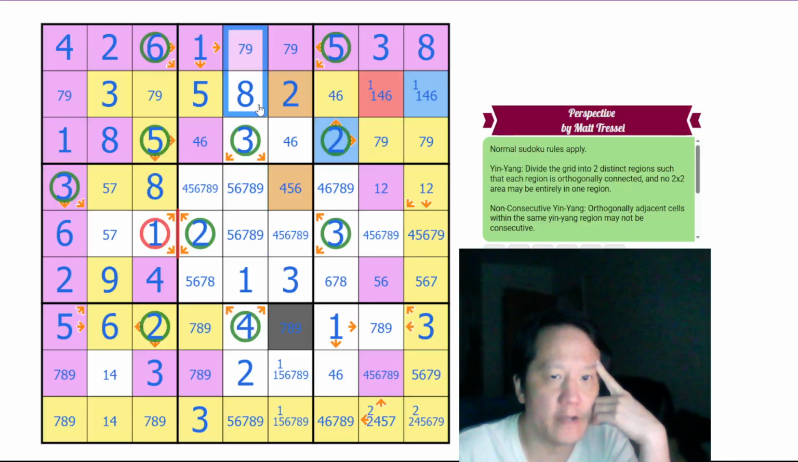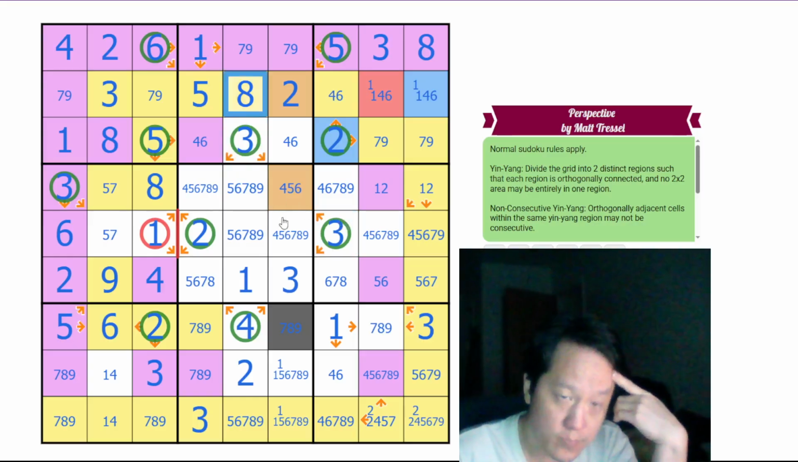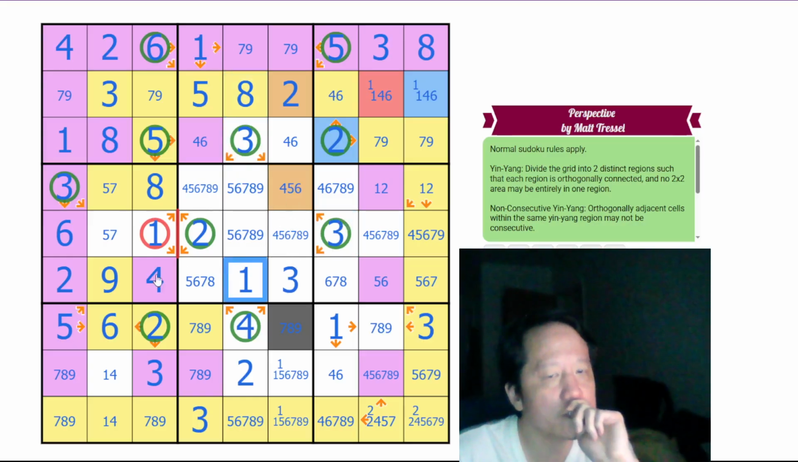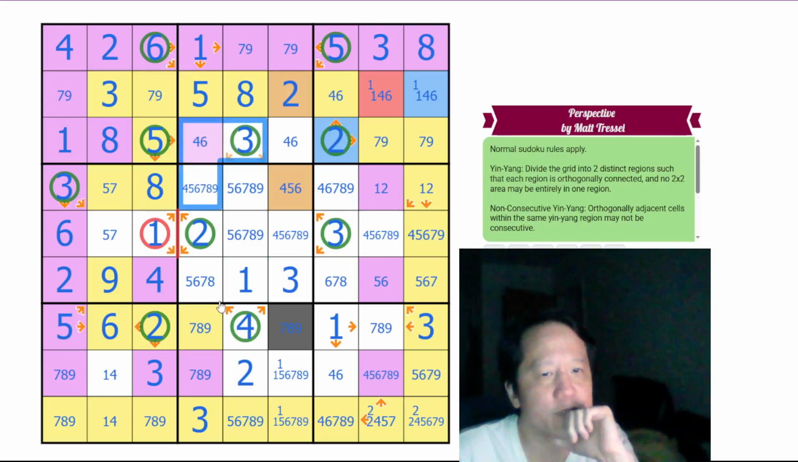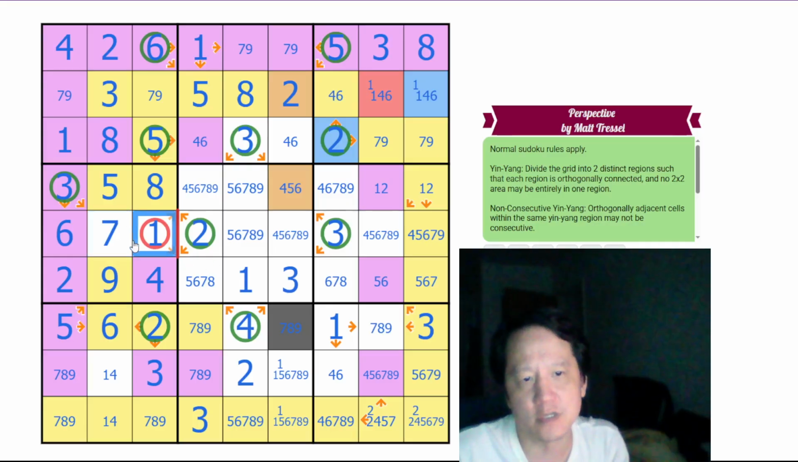Seven and 9 would be consecutive with 8, so this must be yellow. Pink has to go out this way or this way. We're not sure. 8 is consecutive here. These are the same regions, so 8 must be with 5, can't be with 7, because those are consecutive. This is 7.